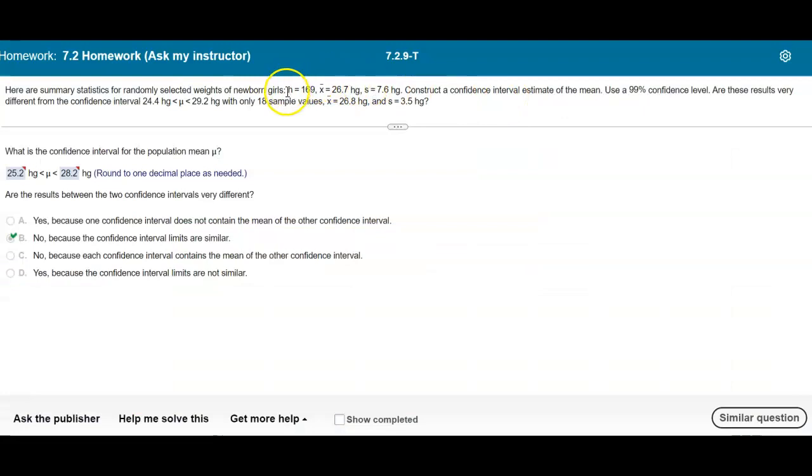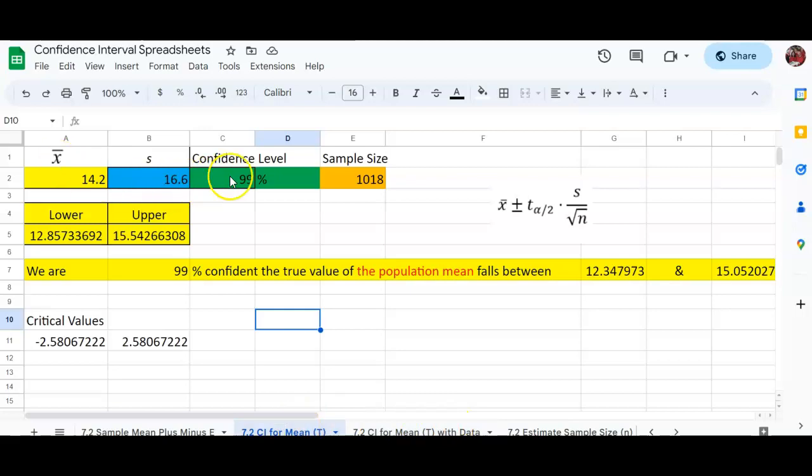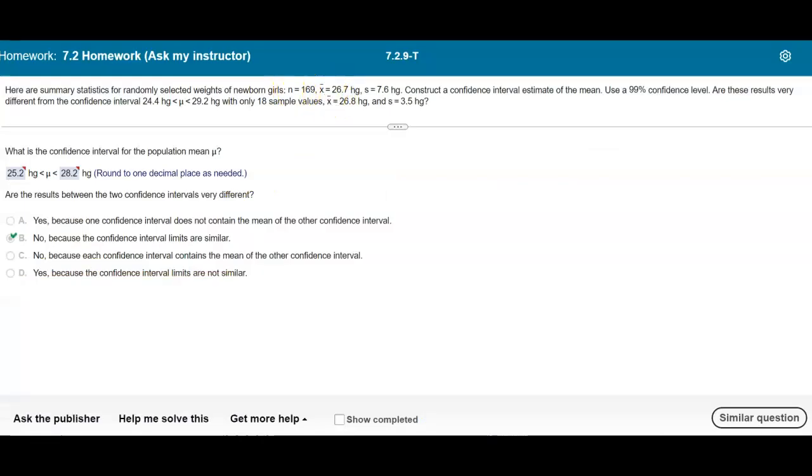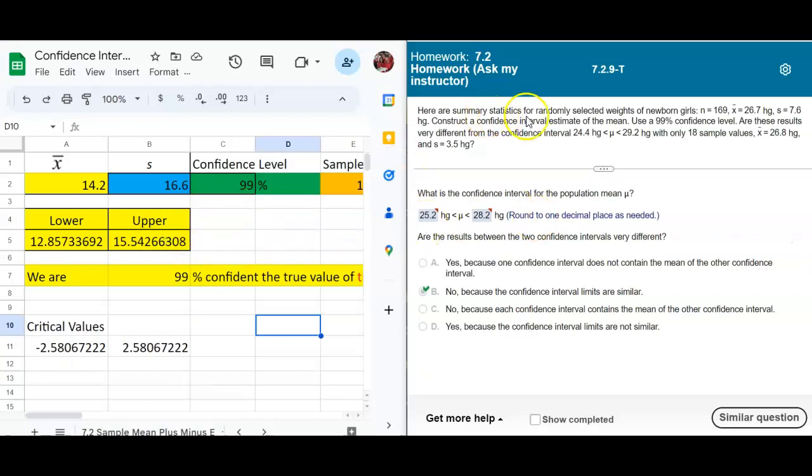We have statistics. We do not have data sets. These are all summary statistics. So that's going to be this CI for a mean with no data, the statistics. So these are the numbers that we're going to put in there. I'm just going to pull this down, kind of split screen this just so we can see the numbers.